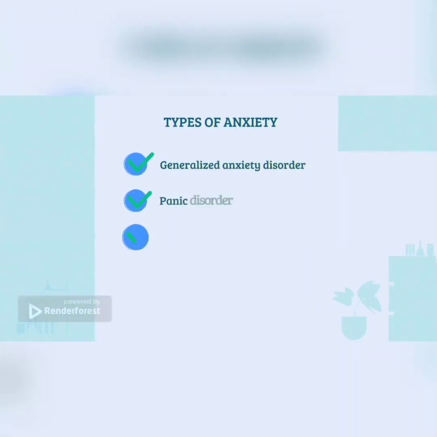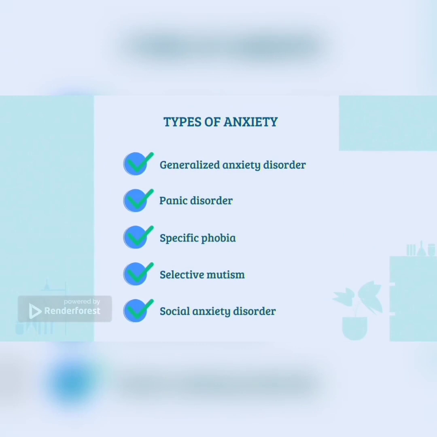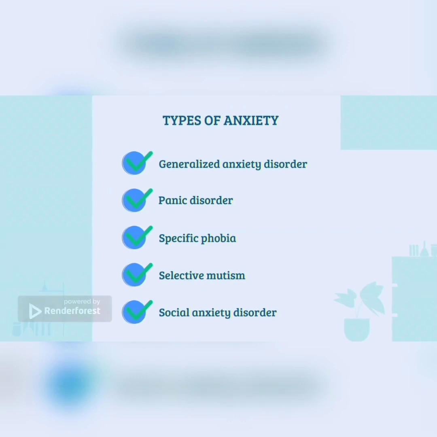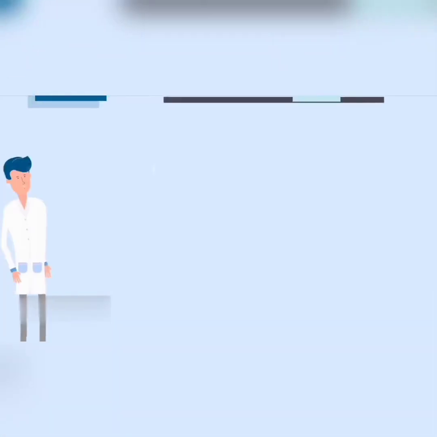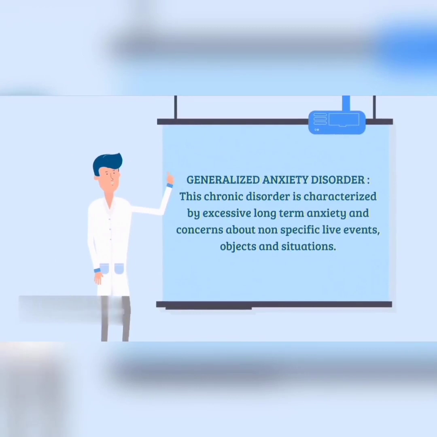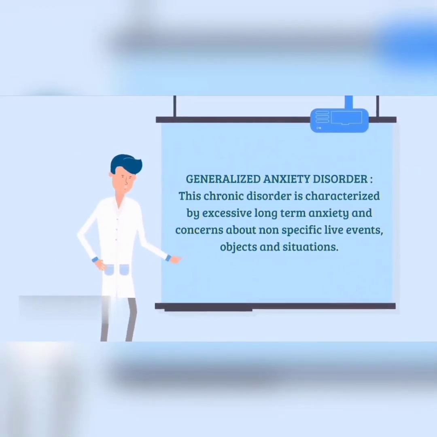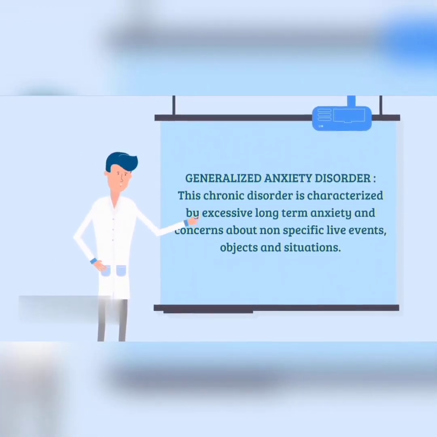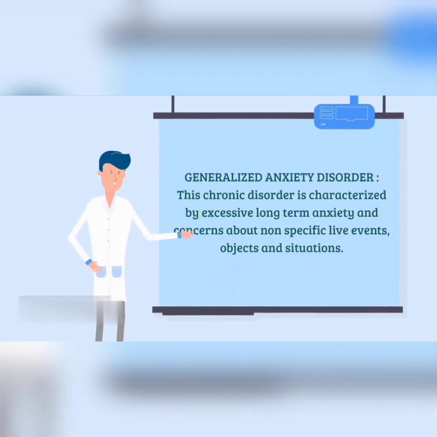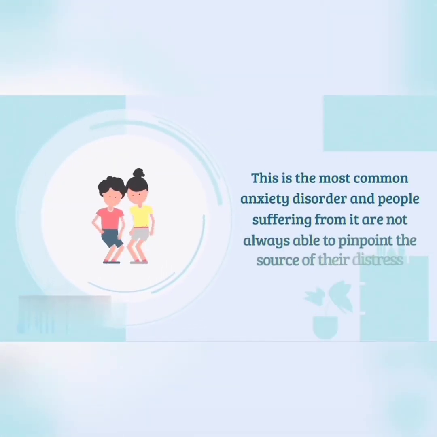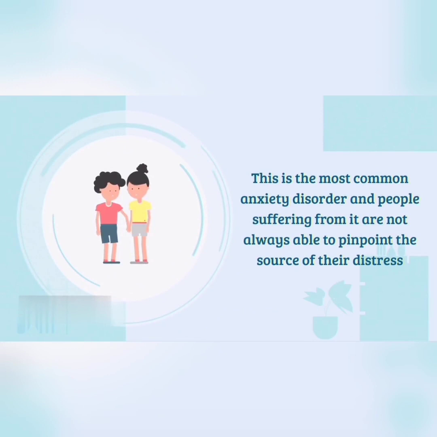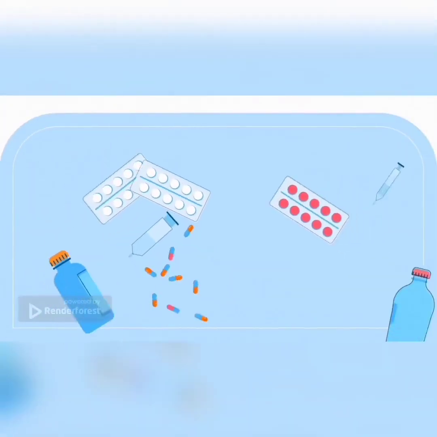Types of anxiety disorder: generalized anxiety disorder, panic disorder, specific phobia, selective mutism, social anxiety disorder. Generalized anxiety disorder. This chronic disorder is characterized by excessive long-term anxiety and concerns about non-specific life events, objects, and situations. This is the most common anxiety disorder, and people suffering from it are not always able to pinpoint the source of their distress.